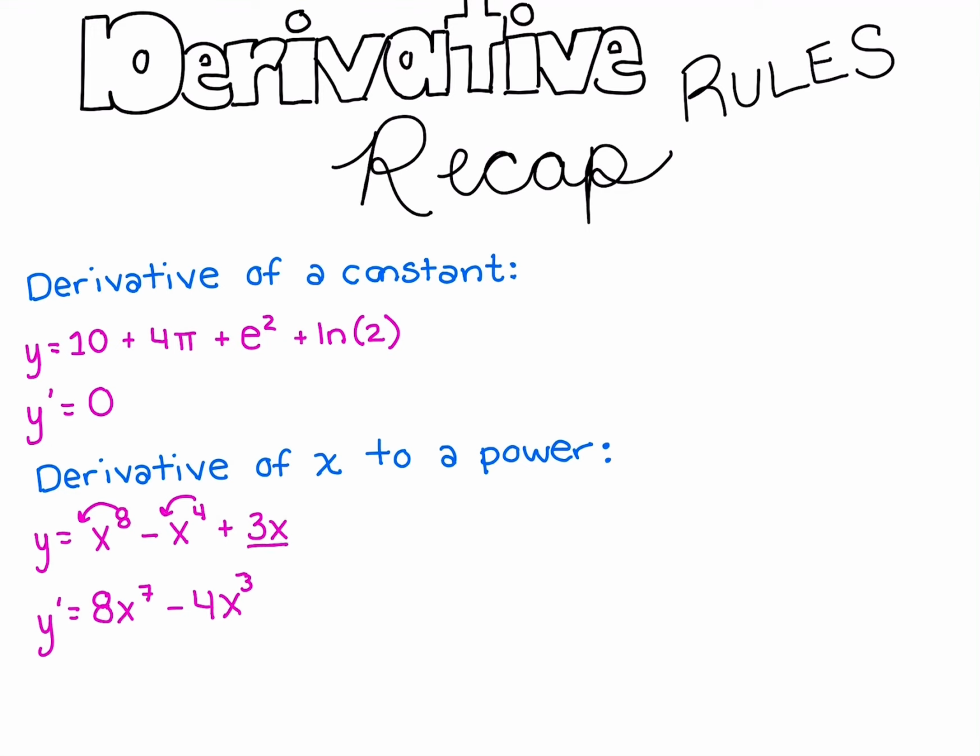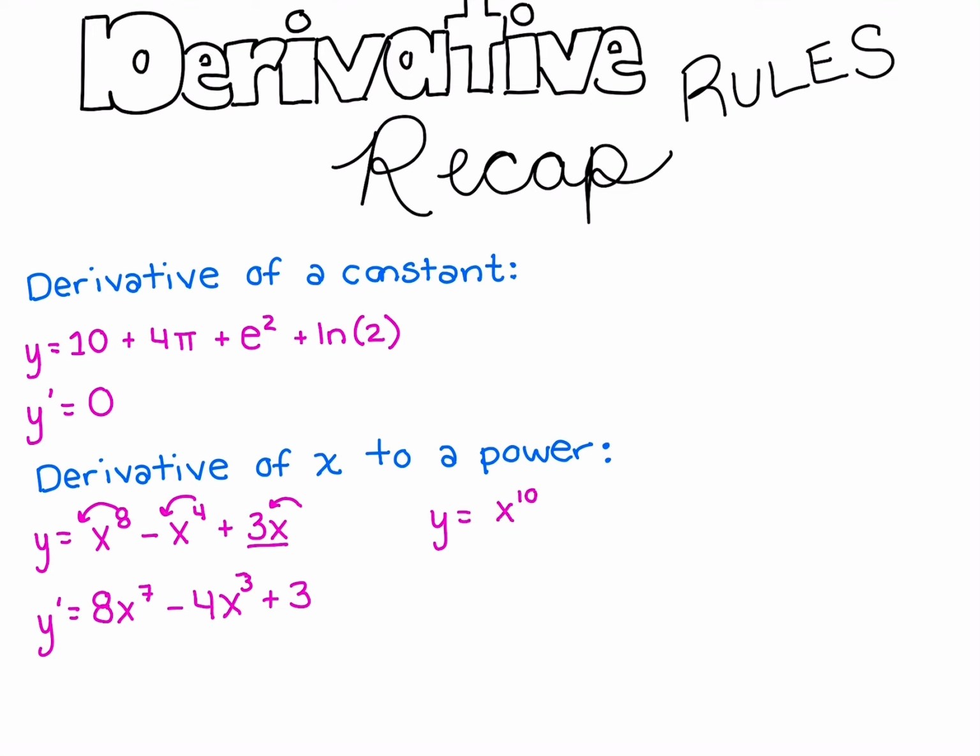And then if you have a constant times x, it's just going to be that constant. Because you bring down the power 1, 3 times 1 is going to stay 3, and then x to the 0 we wouldn't typically write.